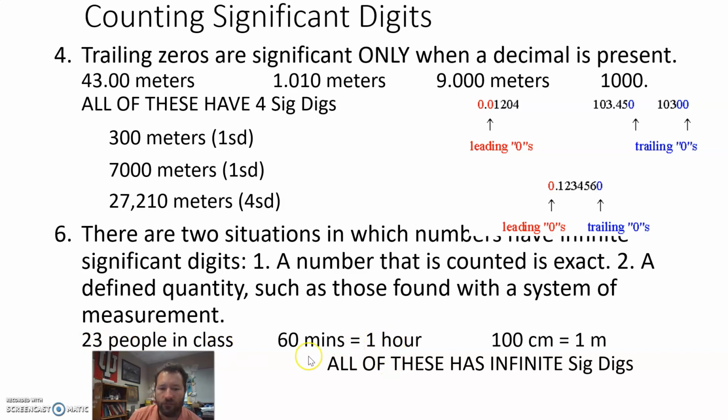Also, when we make conversions. So I think everyone is aware there's 60 minutes in an hour, 100 centimeters in a meter. Those are exact values. So those significant digits are infinite.